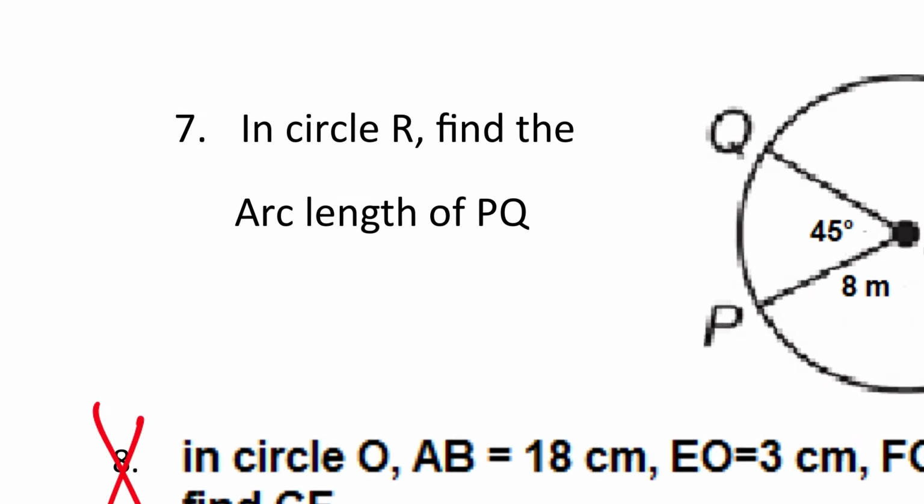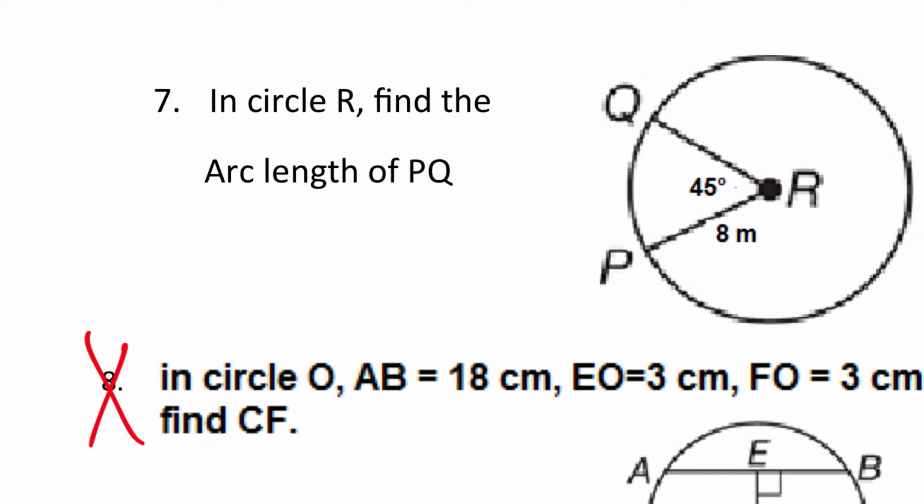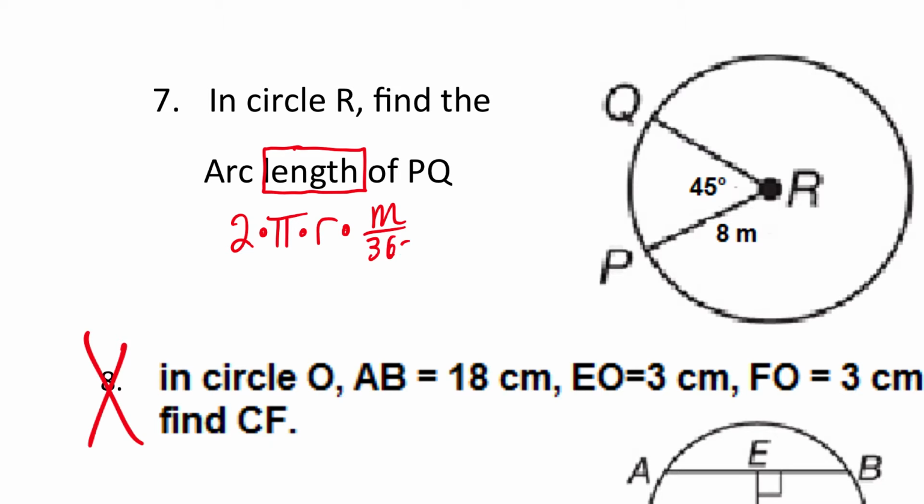Okay, dropping down to number 7. In circle R, find the arc length. There's going to be several questions on your test that are related to arc length. The formula for arc length is 2 pi r times m over 360. You will definitely need that. There's 4 or 5 questions on your test that you'll need this formula, so make sure you get this down.